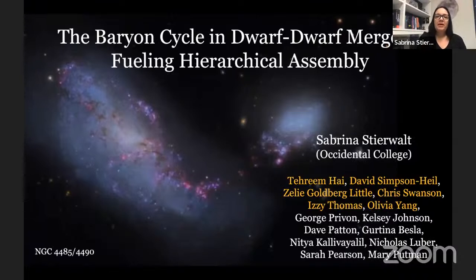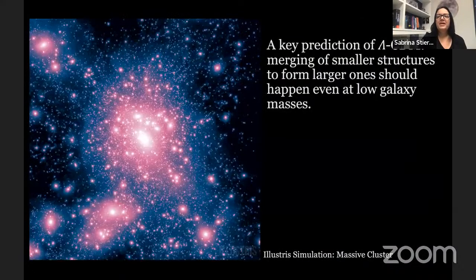So today I want to talk to you about the baryon cycle in dwarf-dwarf mergers and how we fuel hierarchical assembly. A key prediction of the lambda cold dark matter paradigm for the universe is that we get larger structures from the merging together of smaller ones. So we see this in simulations of how you form a massive galaxy like the Milky Way. You have to take smaller building blocks, smaller galaxies, and build them together to make a large galaxy. But lambda cold dark matter predicts that this should happen even at low galaxy masses. So we should see this merging together of smaller things all the way down the mass scale.